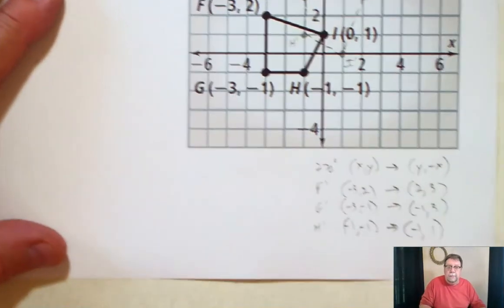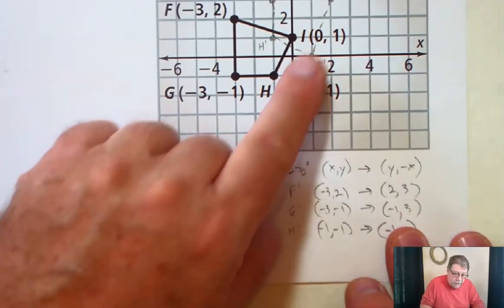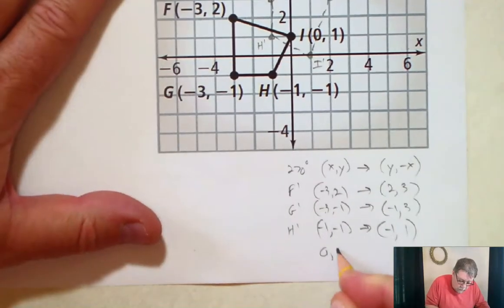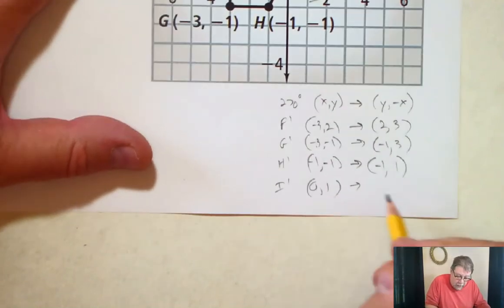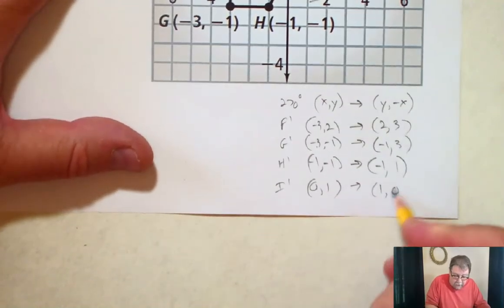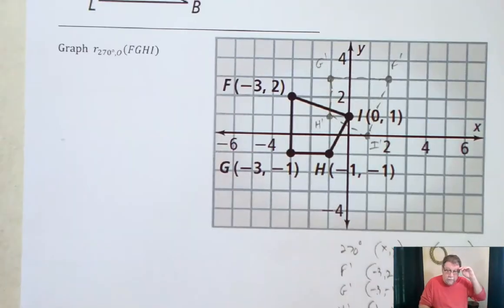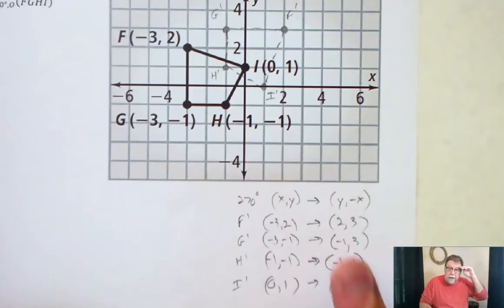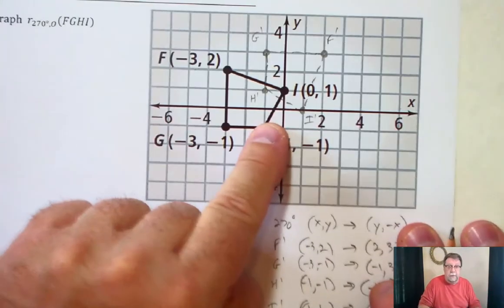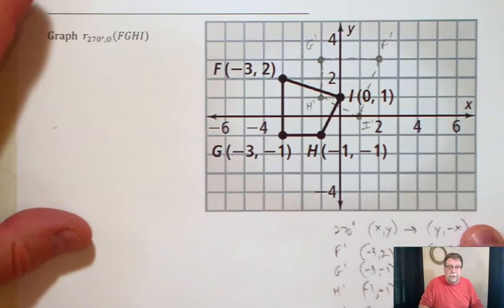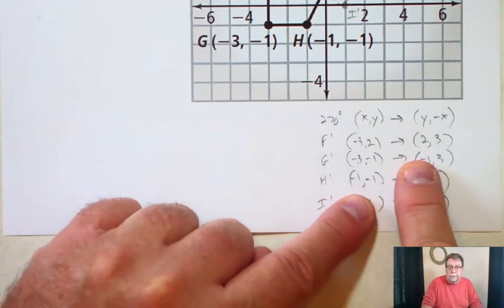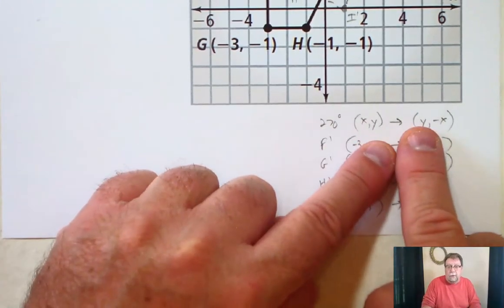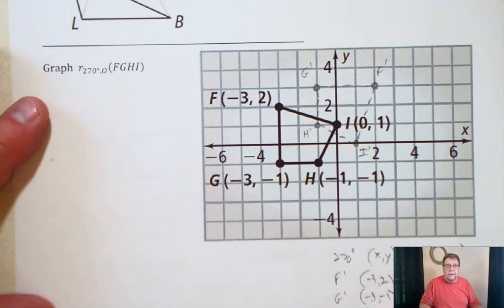We also can get the last point by taking 0, 1. I prime becomes, we switch them around, 1, we make 0 negative, which doesn't really do anything, and it's 1, 0. So same thing we did with the rotations. And that's how we would do that problem. You can do it either the way I flipped it around, or you could use this particular rule. But you got to remember the rule or find it somewhere. Okay, there's that one.